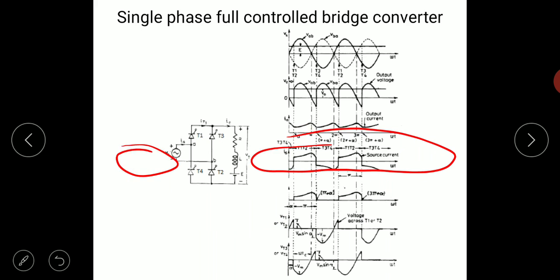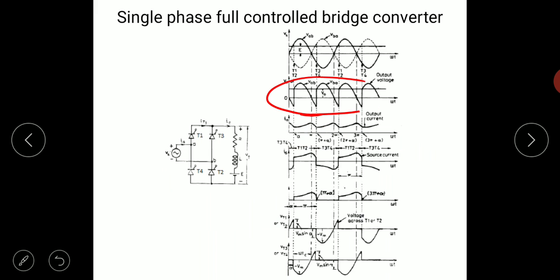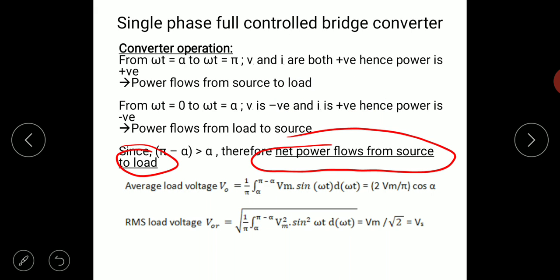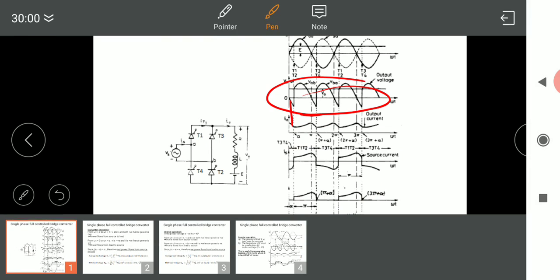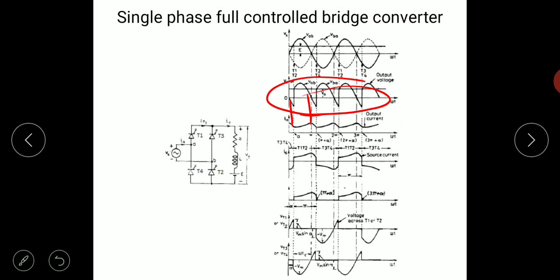And we can now derive the expression for load voltage. We know that we can integrate between the lower limit and the upper limit. The lower limit is alpha, the upper limit is pi minus alpha. Okay, this is alpha and this total duration is pi.